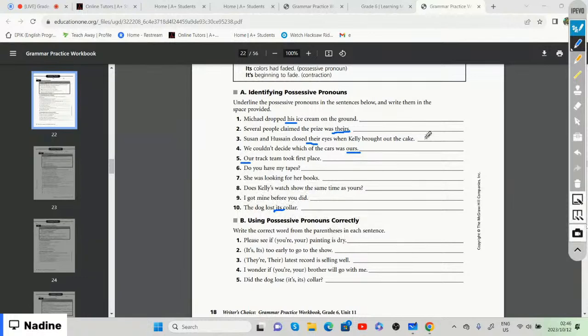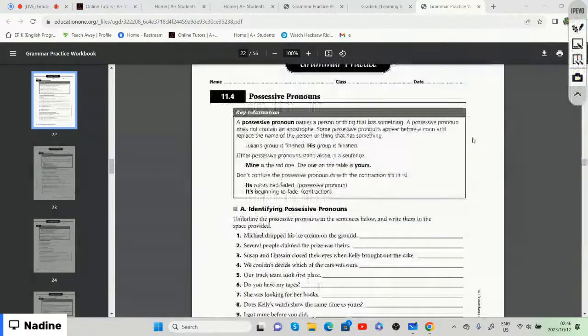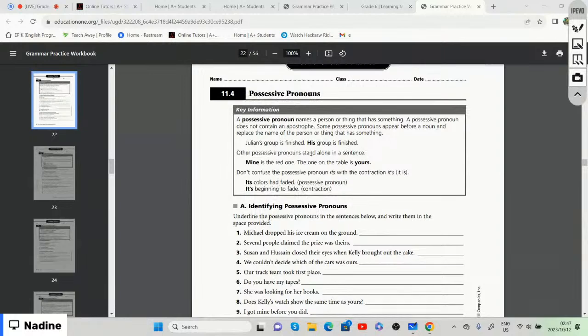Right? So these are the possessive pronouns. And we see that a possessive pronoun names a person or thing that has something. And we say the possessive pronoun does not contain an apostrophe. And some possessive pronouns appear before the noun and replace the name of the person or thing that has something. Right? So that is possessive pronouns.